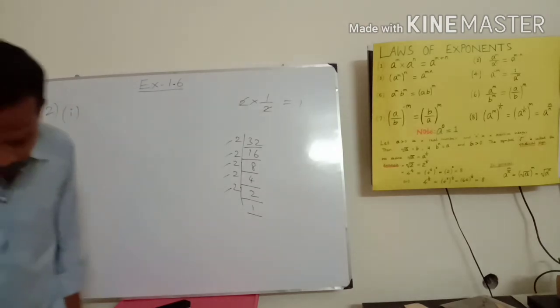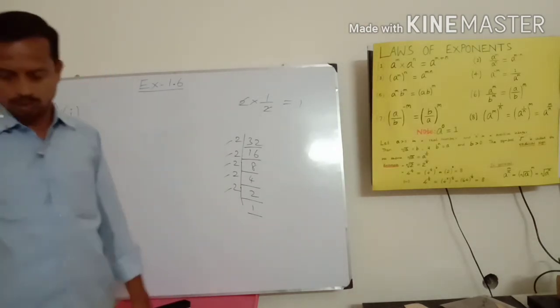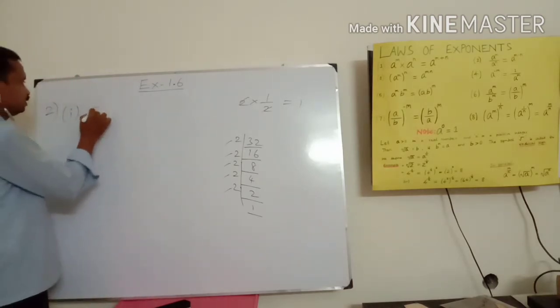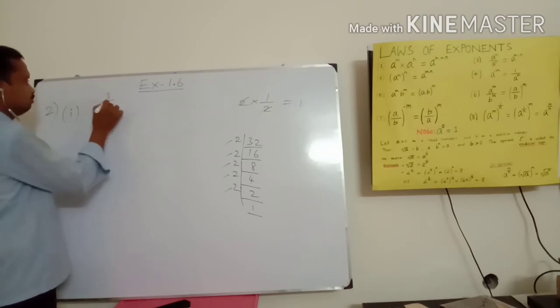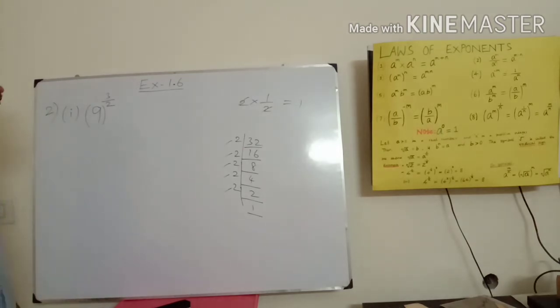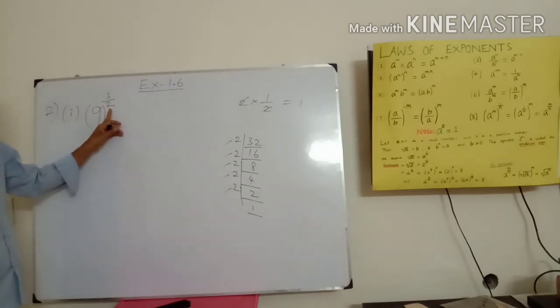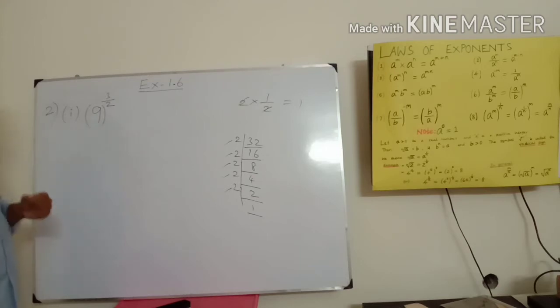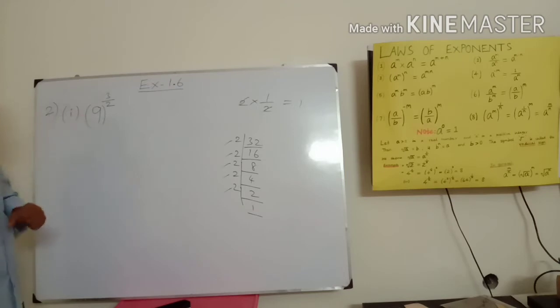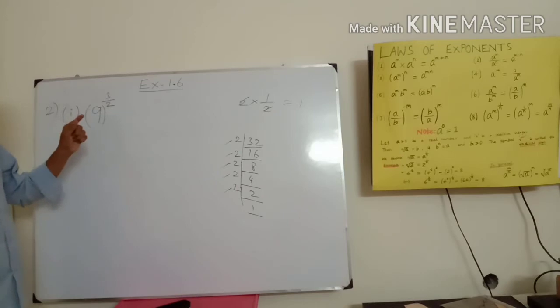Option 1. Here also we have to find the value. It is given 9 power 3 by 2. Here we have to observe the exponent 3 by 2, and the denominator of the exponent is 2. So what to do here? We have to try to make the base a number with exponent 2.